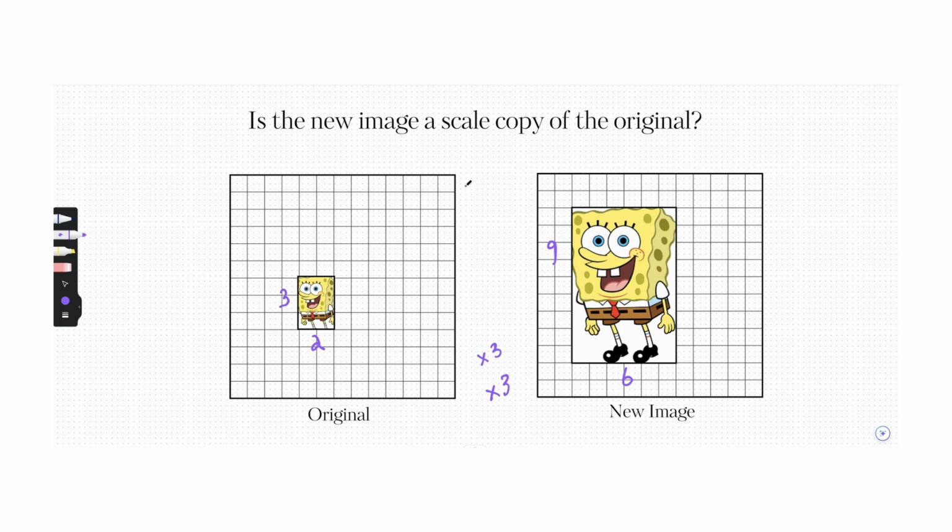But again, let's also compare the ratios of the sides. So we have 3 to 2 and also 9 to 6. And look at this. If you cross multiply, 9 times 2 is 18, and 3 times 6 is also 18. So again, this copy of SpongeBob is a scale copy of the original.